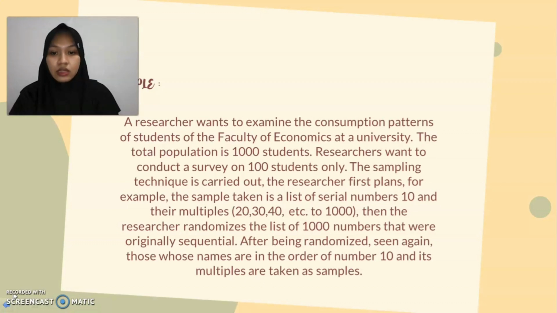Then, the researchers randomize the list of 1,000 numbers that were originally sequential. After being randomized, those whose names are in the order of number 10 and its multiples are taken as a sample.